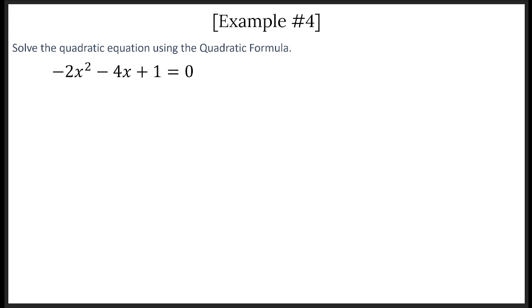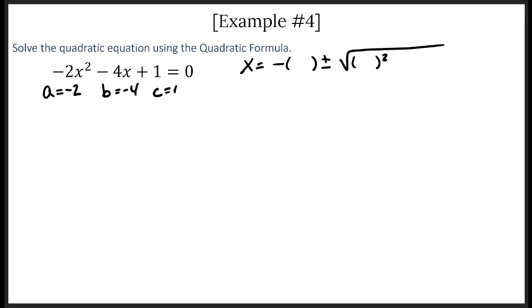Solve the quadratic equation using the quadratic formula. It is already in standard form, so it's very easy to identify. A is -2, B is -4, C is going to be +1. Always start with a template version of your formula with blanks everywhere that letters are supposed to go.